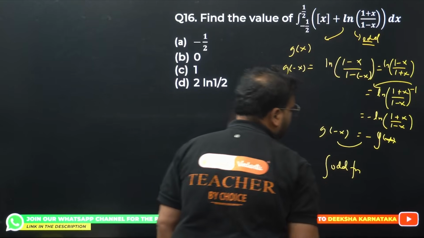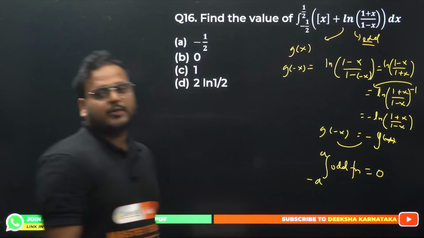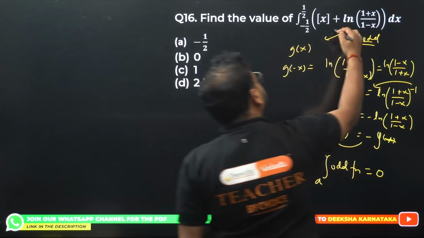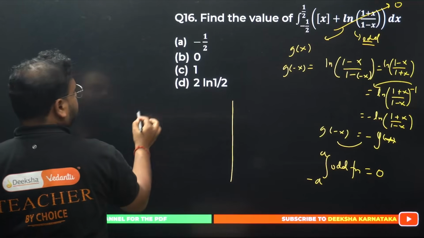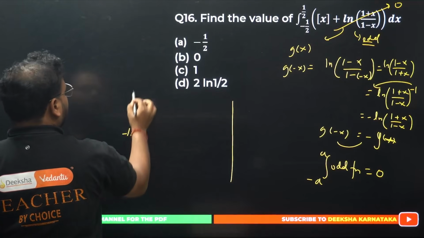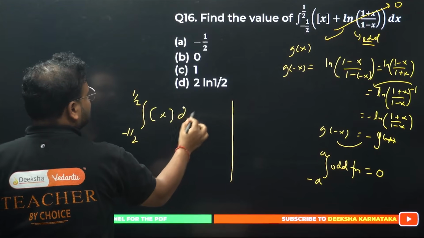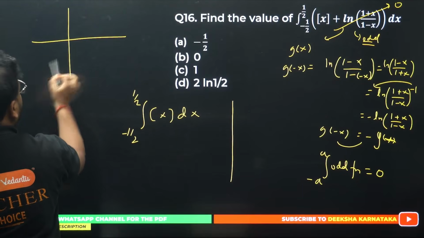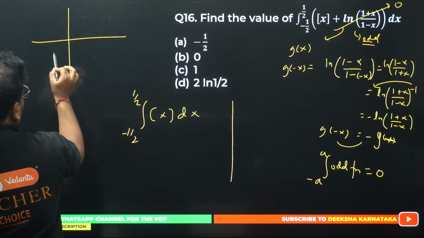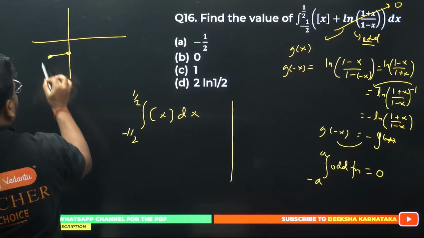Odd function from minus a to a is 0. This part is 0, integration. The other part is minus 1 by 2 to 1 by 2. Beautifully they have given us the GIF to confuse us, no problem. GIF minus 1 by 2, right? This is the curve. Open, close. Okay.